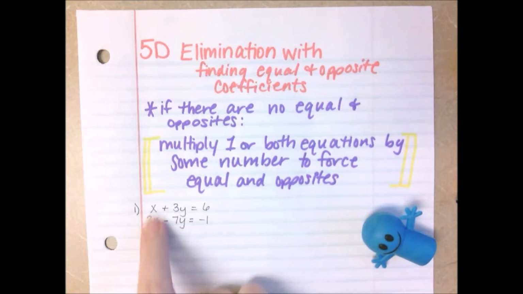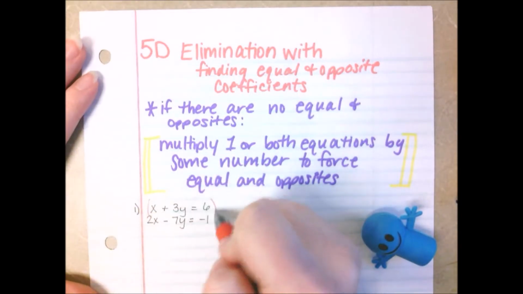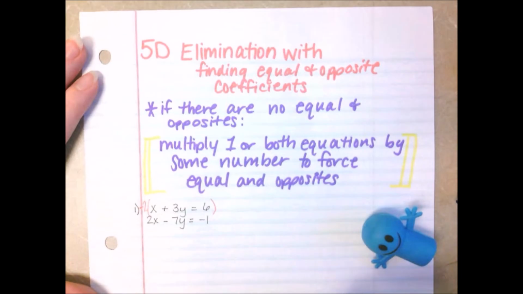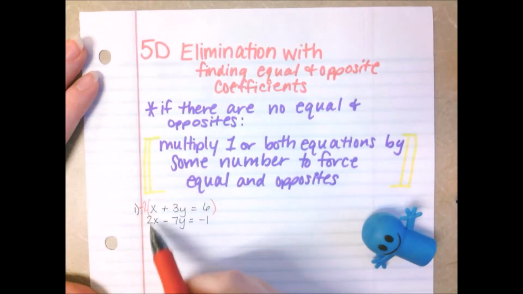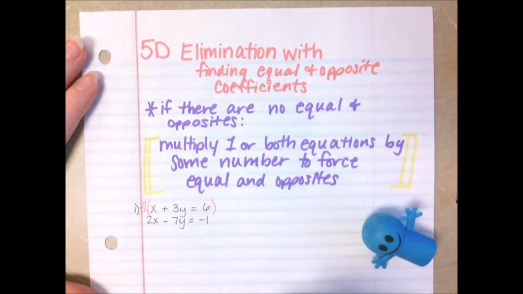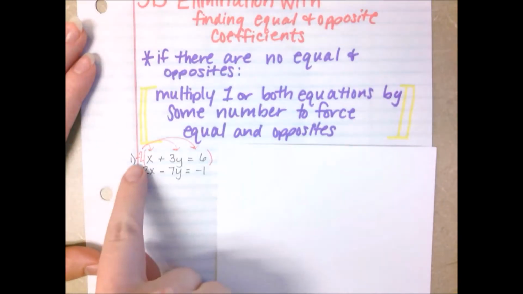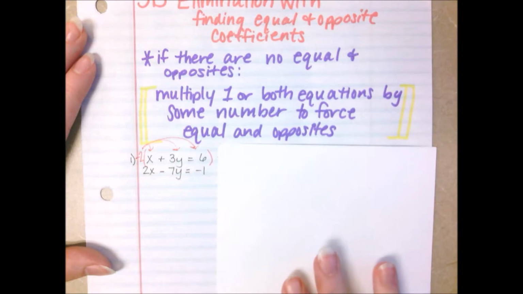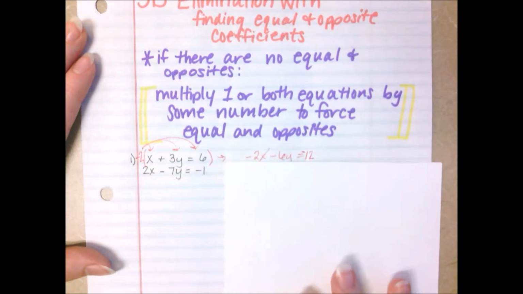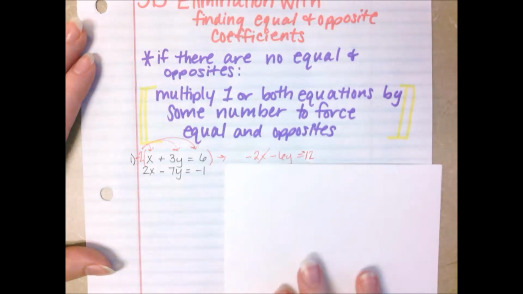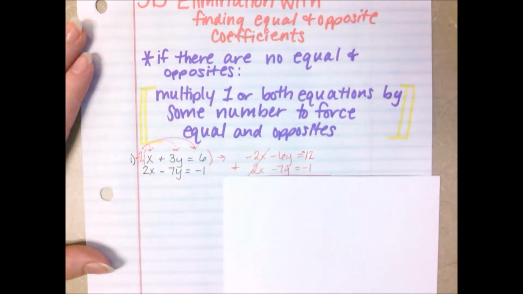Right now we see that we have an x and 1x and 2 and 3 and negative 7. Neither of those are equal and opposites. However, if I multiply the entire top equation by negative 2, that would force this to become negative 2x, which is equal and opposite to the 2 here. When I go to multiply, I'm going to take that negative 2 and distribute it to each piece in the equation, and I will end up with negative 2x minus 6y equals a negative 12, and then this equation will just come over.